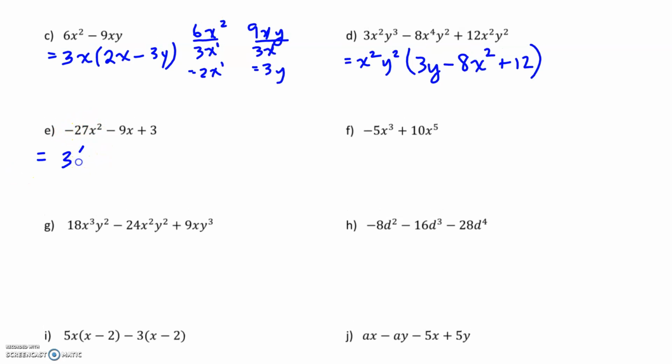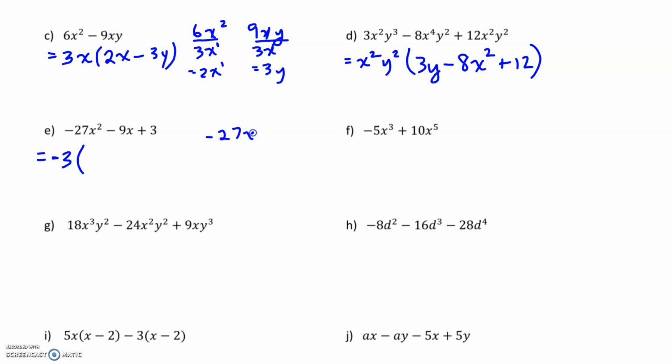Now when I go to do my bracket, I never want my first term in the bracket to be negative. So to fix that, I'm going to divide by negative 3. That's going to be my common factor for my coefficient. All right, now let's take a look at my variables. I see x squared, x, but no x here. So my only common factor is going to be negative 3.